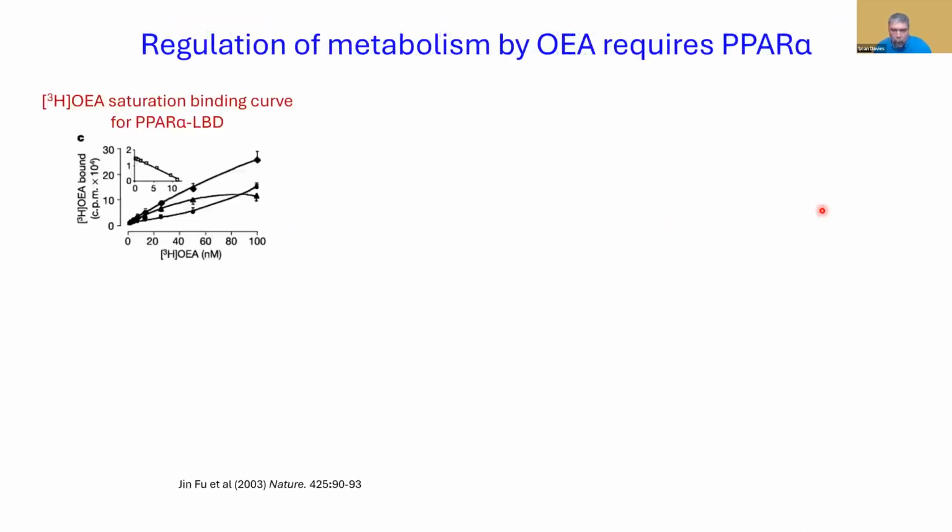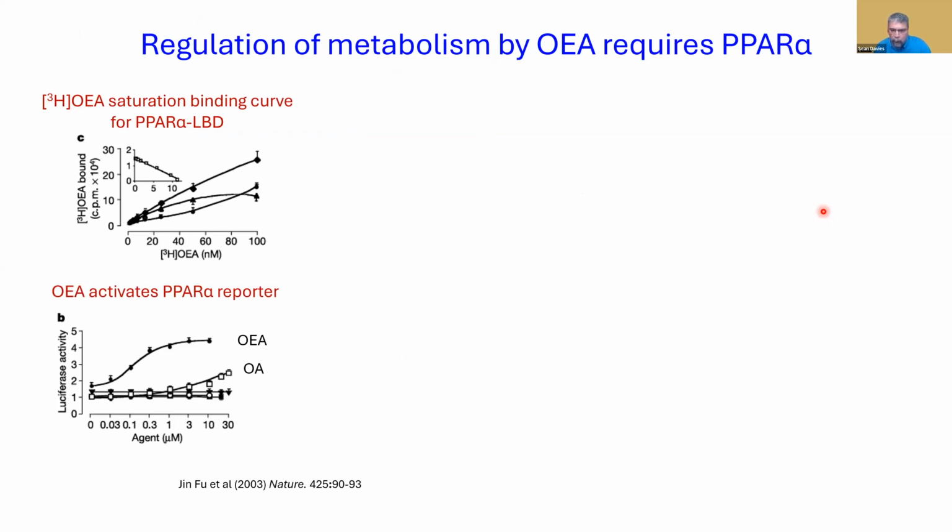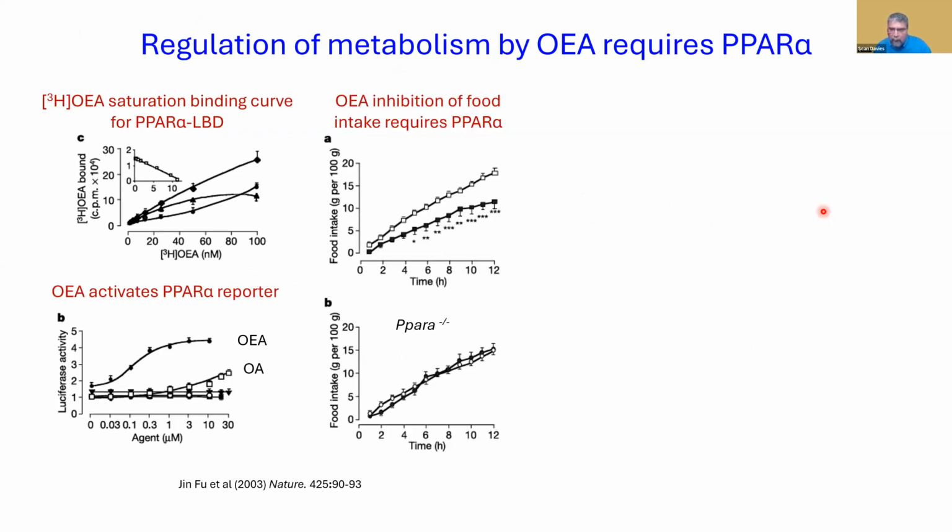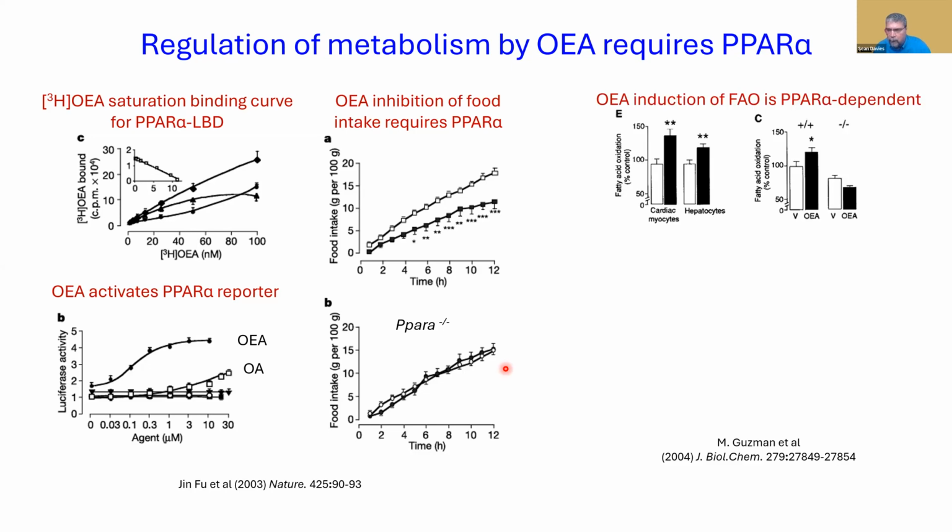So perhaps as importantly, Piomelli's group showed that OEA was a direct PPAR alpha agonist, so it bound to PPAR alpha, it drove gene expression. The effect on food intake of OEA required PPAR alpha because when it was deleted, you lost that effect. And not surprisingly, for a PPAR alpha agonist, it increased fat oxidation. And this was dependent on PPAR alpha.